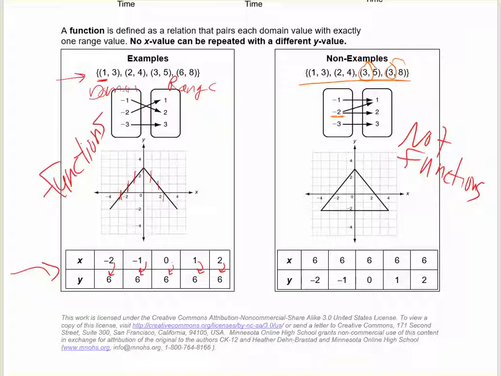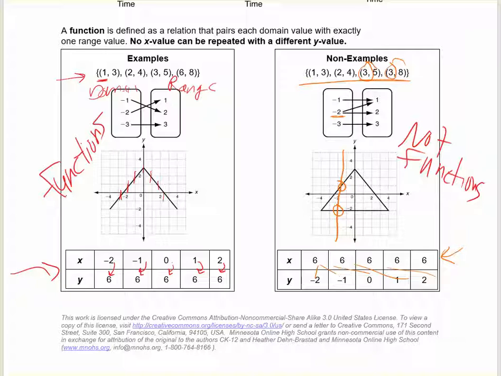In the graph, you can draw a vertical line, and if it goes through the graph in more than one place, it's not a function. That's called the vertical line test, and we'll use that a lot more in the future. So this is not a function because you can see that the x value of -2 was paired with two different y values. And then, of course, in the table form, we can see that this is not a function because there are x values that are paired to many different y values. This x value of 6 is matched to many different y values.